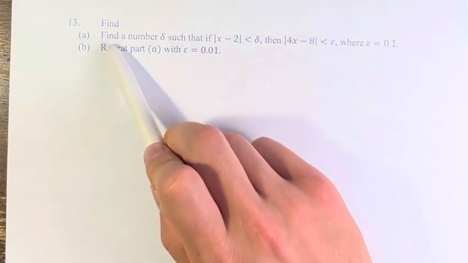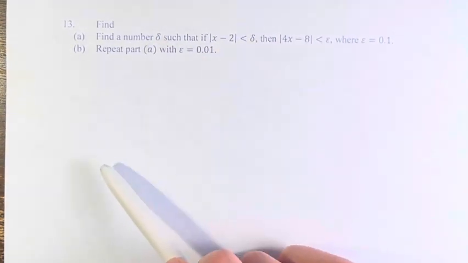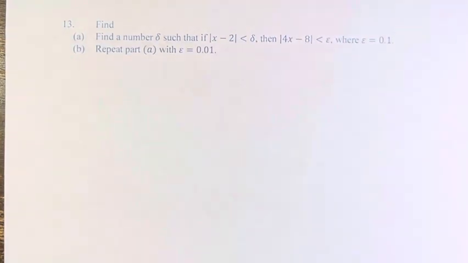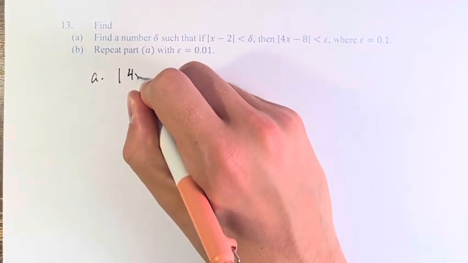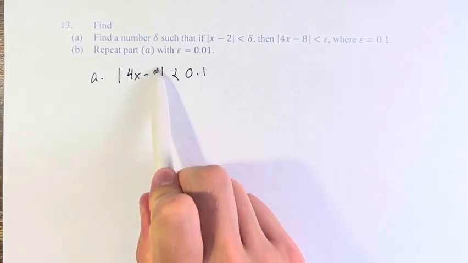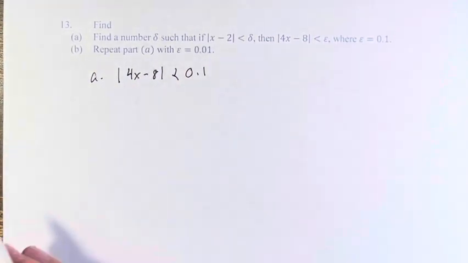In this problem, we're asked to find a number delta such that if the absolute value of x minus 2 is less than delta, then the absolute value of 4x minus 8 is less than epsilon, where epsilon equals 0.1. So if we have the absolute value of 4x minus 8 is less than 0.1, this means the magnitude, the size of 4x minus 8, regardless of whether it's positive or negative, is less than 0.1.